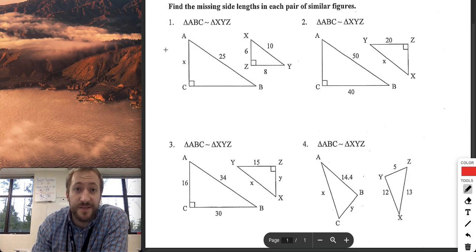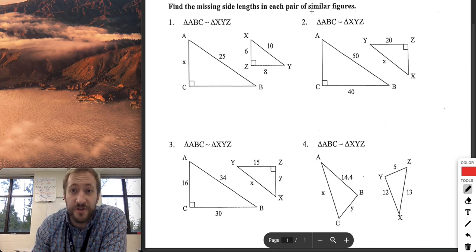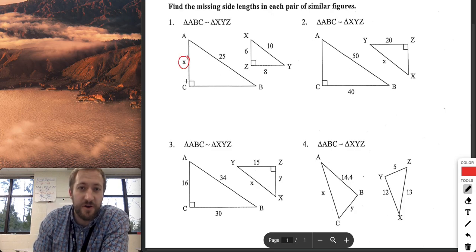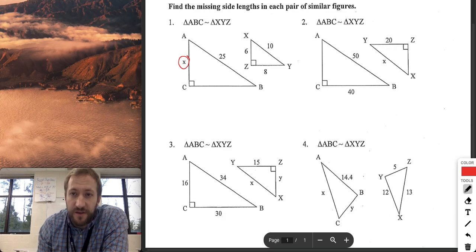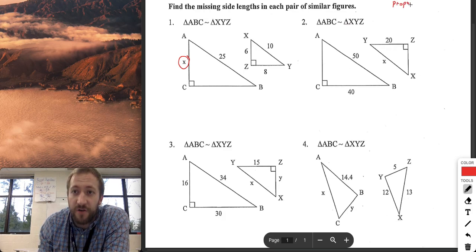All of these problems say to find the missing side lengths in each of these similar figures. So we told you they're similar figures, so we're going to go and find the missing length over here. So this one we're missing this right here. Let's go and find that. Now the way we're going to do this, I'll leave this up here. We are going to go and set up a proportion on all of these.